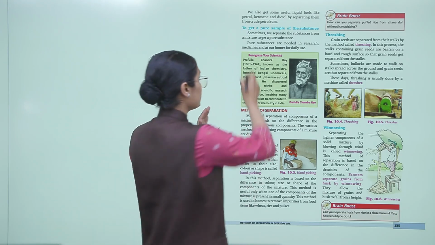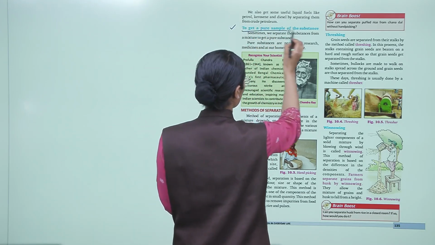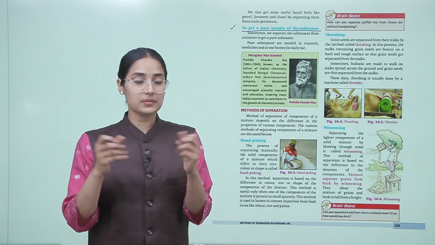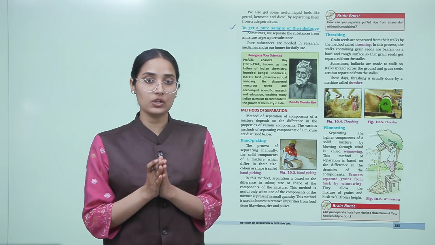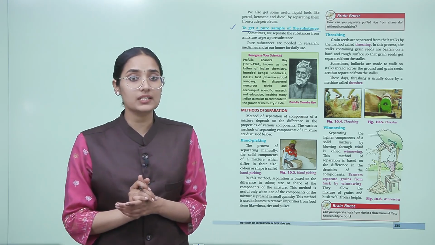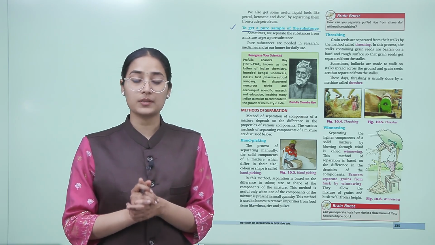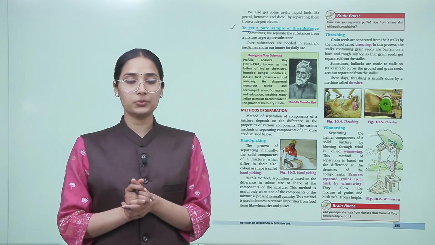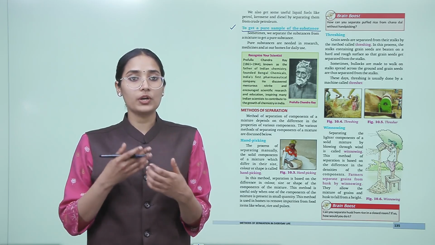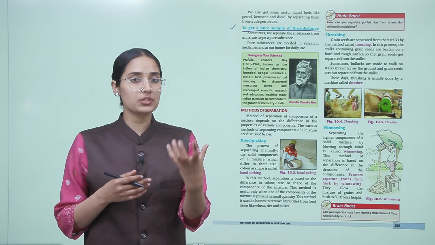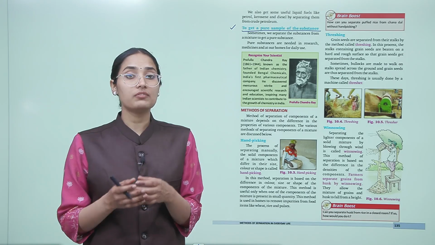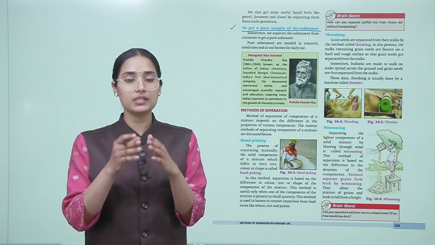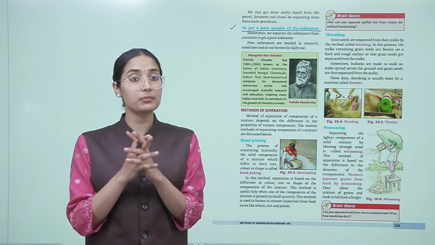Now the other point is to get a pure sample of a substance. So we also separate different substances from a mixture to get a pure sample of a substance. Sometimes we separate the substance from a mixture to get a pure substance. Pure substances are needed in research, medicines and at our homes for daily use. So see, when we want to make medicine or we want to do some research, conduct some experiment, we need the pure substance, right? And for that we need to separate it from the mixture, in the pure form.